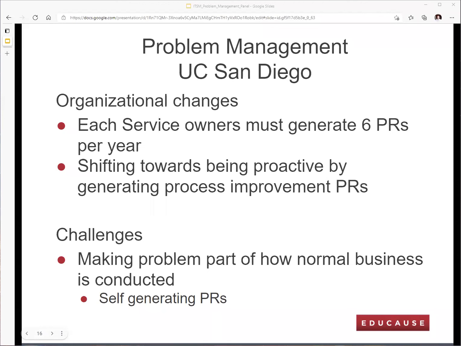And the biggest challenge we have right now is making people understand that this is just normal. Problems are just part of the way normal business is conducted, and having people generate them on their own rather than be assigned. So that would be an indication of people being comfortable with the process, understanding the process, and using it to their advantage.